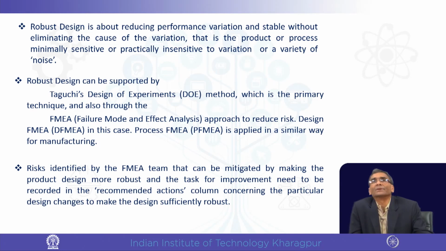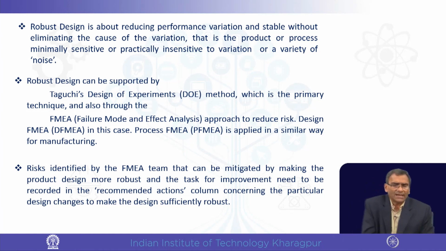Now, therefore, the objective of robust design is to reduce the performance variation, and how is it to be done? As I said, there are two methods primarily. One is Taguchi's design of experiment method, and the other is failure mode and effect analysis. I said in the beginning when I was discussing the concepts, and we have discussed both, that there is DFMEA and FMEA. We will discuss that.